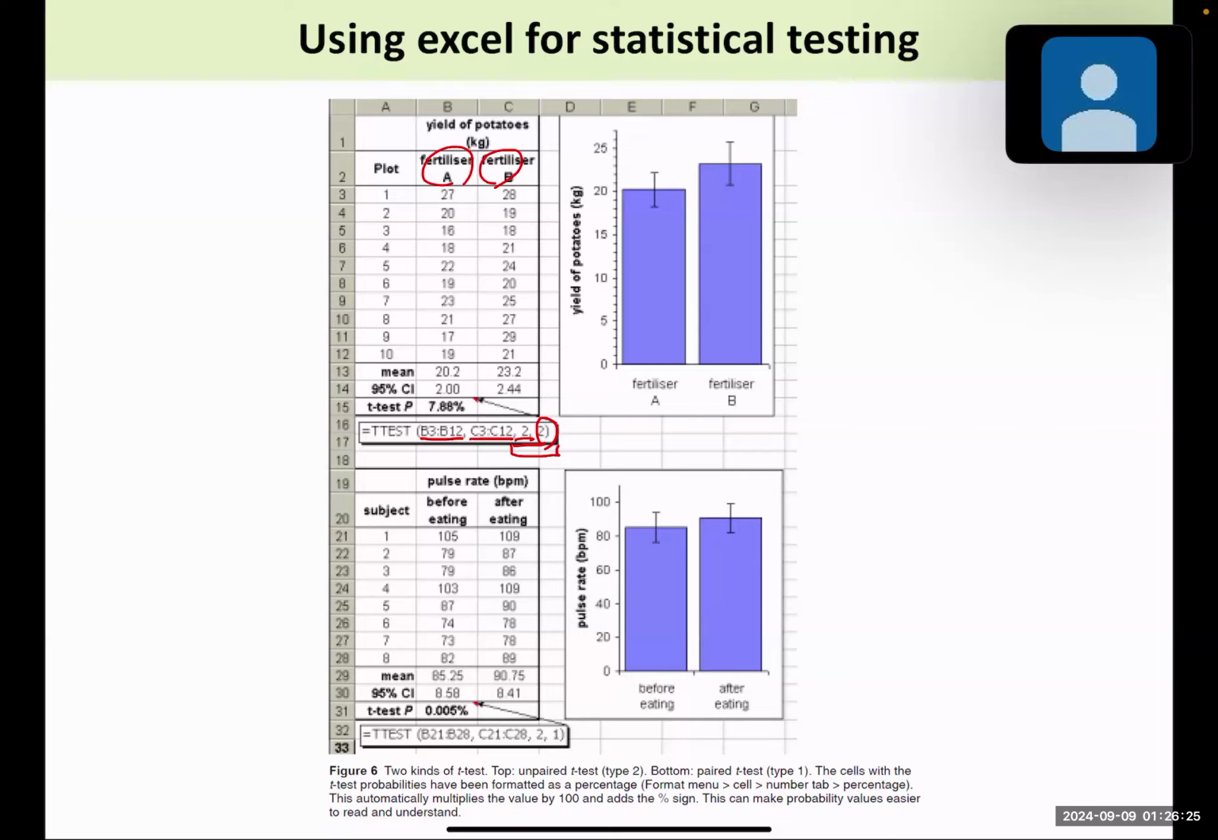But in the second experiment, this is measuring the same person before eating and after eating, right? So this is measuring the pulse rate, right?